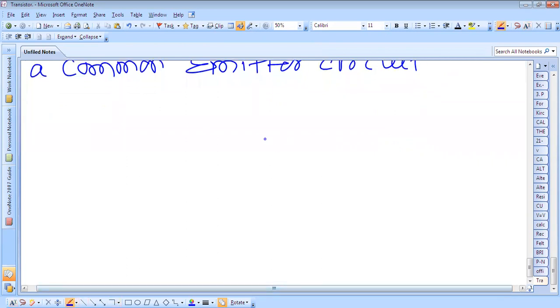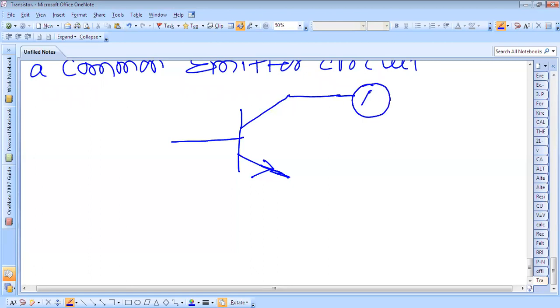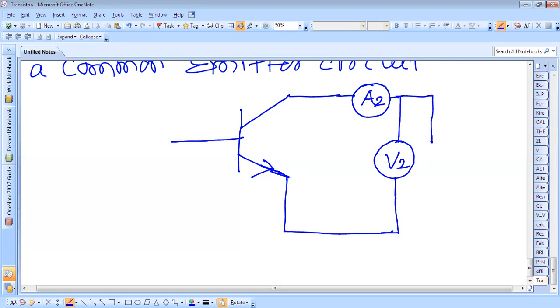So when the emitter is common, we have to draw the circuit like this. This is the emitter and the direction of this arrow is outward. Therefore, this is an NPN transistor. This is the collector current. We have to measure the current in the output circuit. This is the voltage. We have to measure the output voltage, and this is the rheostat.